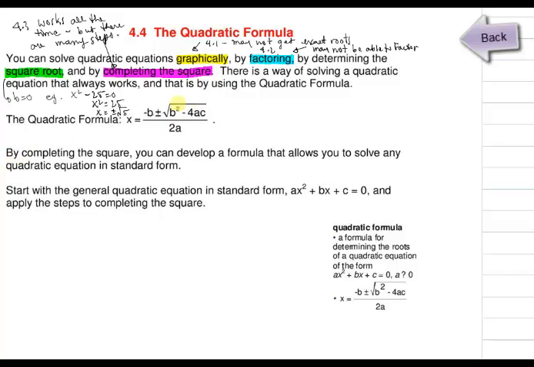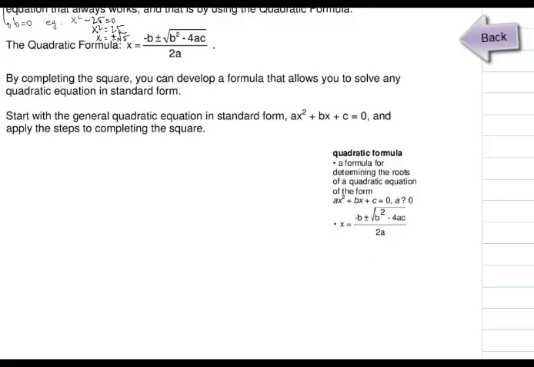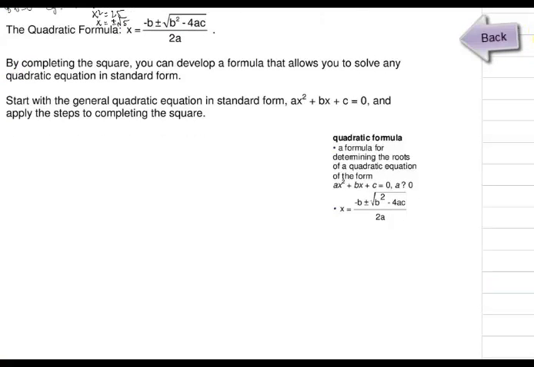So what we're going to do now is we're going to see where it comes from. Where does this formula come from? Okay, and it's quite involved. All right, so pay attention. And we're going to use completing the square to derive this formula. By completing the square, you can develop a formula that allows you to solve any quadratic equation in standard form. Start with the general quadratic equation in standard form, ax squared plus bx plus c equals 0, and apply the steps to complete the square.